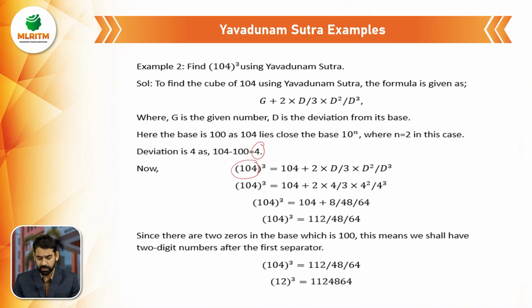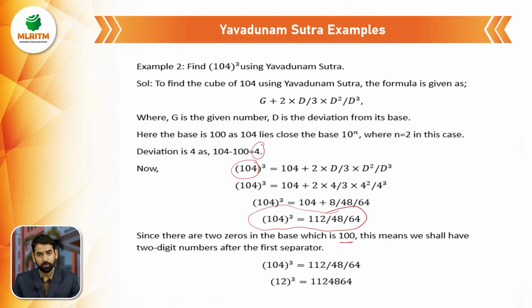Now again the same thing is here. We see 104 cube equals 112 slash 48 slash 64. Now here, students, look clearly. Here in the base we have 2 zeros. In the previous example we had only 1 zero in the base.